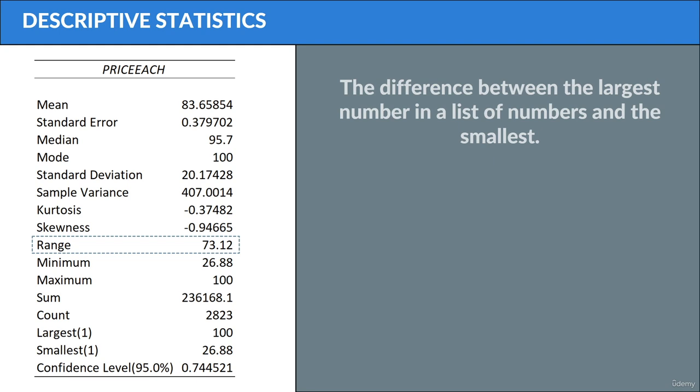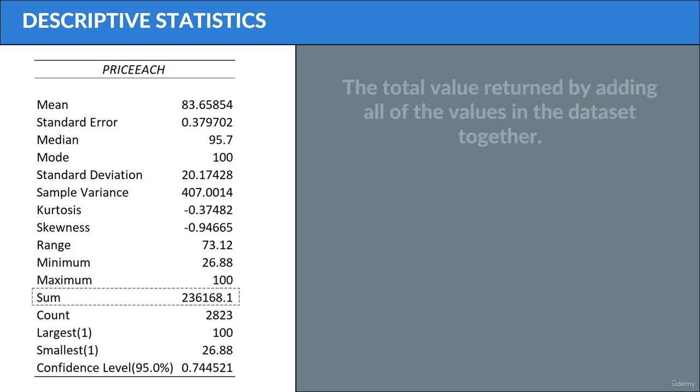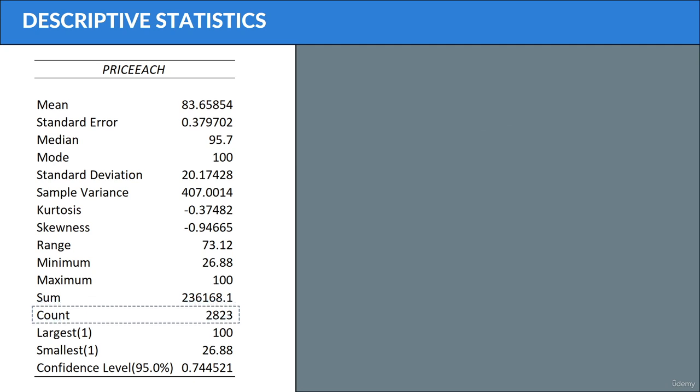Range is the difference between the smallest number and largest number in a dataset. Then below our range, we have the minimum and maximum value. The difference between these two numbers is 73.12, which is the same as our range. The sum is then just the total value returned by adding all of the numbers in the dataset together. Count is the total number of values in a dataset.